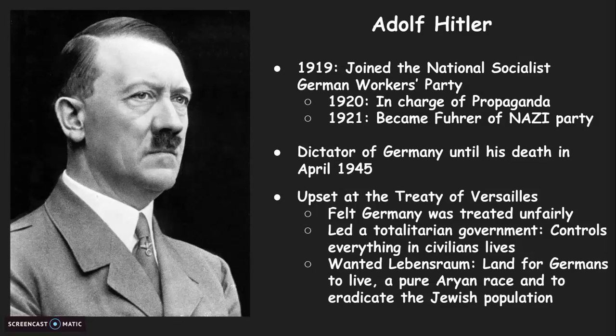All right, he felt that Germany had a proud heritage and he wanted to bring it back. So he creates this plan. And this plan was that he felt that Germany was treated unfairly through the Treaty of Versailles. He wanted to lead this totalitarian government, wanted Lebensraum, which is land for Germans to live. He wanted a pure Aryan race, and he wanted to eradicate the Jewish population.